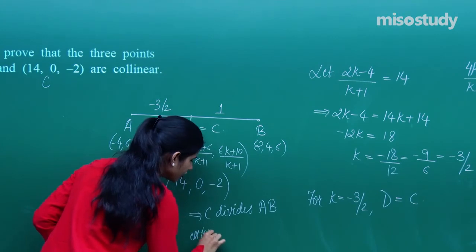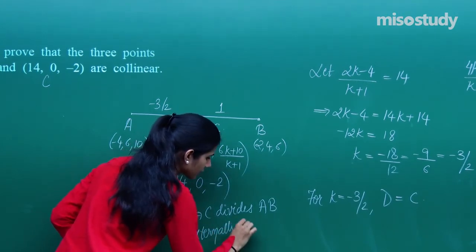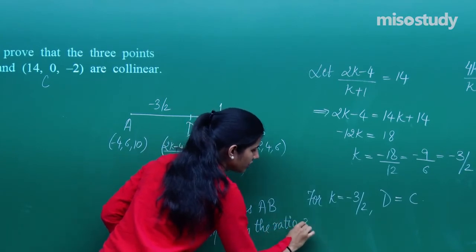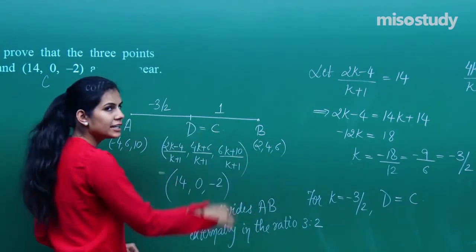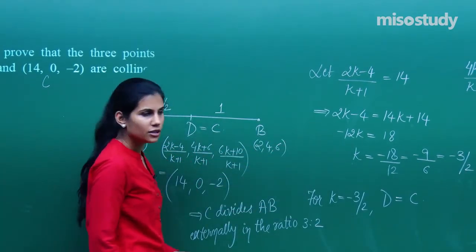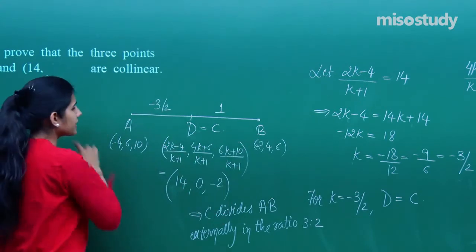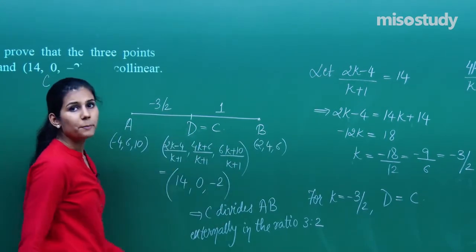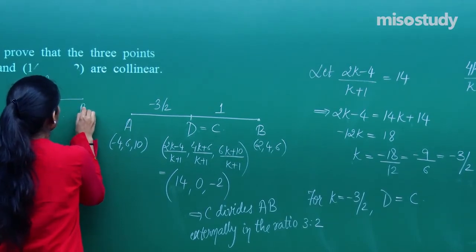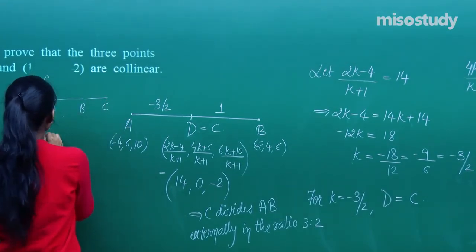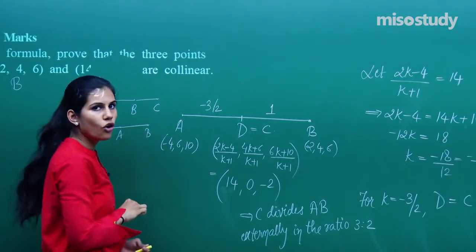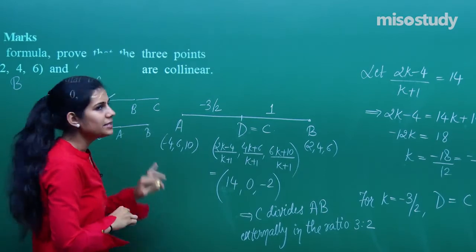So external division is there in the ratio 3:2. So C would not be lying in between A and B. C would be lying either here on the extended line segment along B or on the extended line segment along A, but not in between. But wherever C lies, one thing is sure, either the picture is A, then B, then C, or the picture is C, then A, then B. Whether the picture is this or this, I am getting A, B, C are collinear.